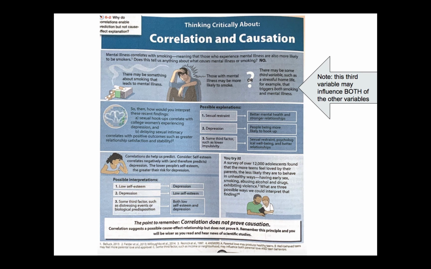So again, we can't look at this data and just assume one leads to the other, because we've got lots of possible explanations, including even a third variable. So one more example, consider self-esteem correlates negatively with, and therefore can predict, depression. And that's what we're talking about with correlation. We're talking about one variable can predict another, not necessarily cause another. Someone with low self-esteem is likely to also experience depression.